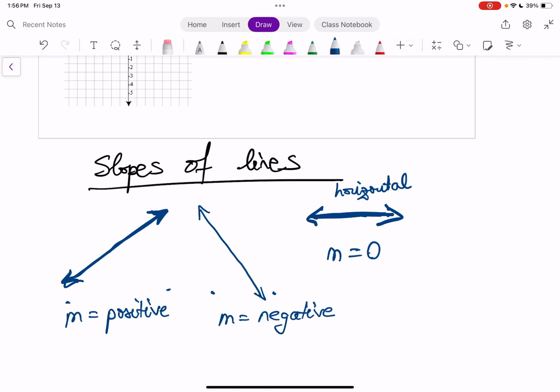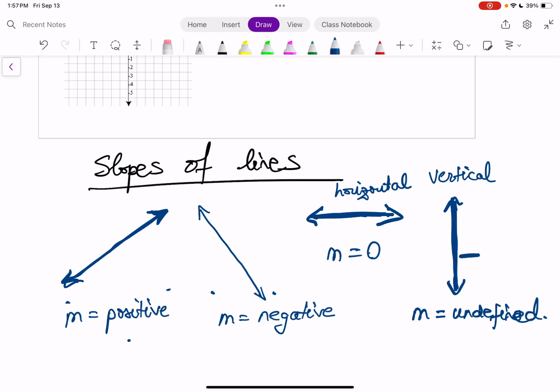And of course, we also have lines that happen to be vertical. Now, I kind of ran out of numbers. The numbers are either positive or negative, or 0 is neither positive nor negative. In this case, there is no slope. So a vertical line has undefined slope. Why? Because the run is 0. This line is not at all going to the right. And division by 0 is undefined.